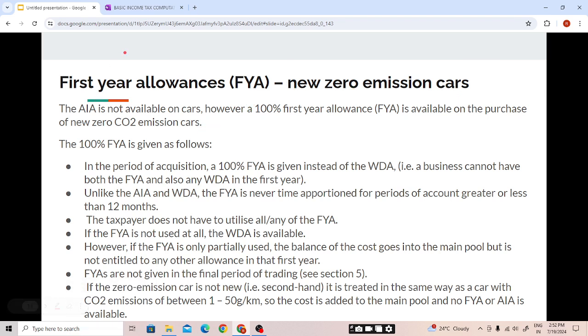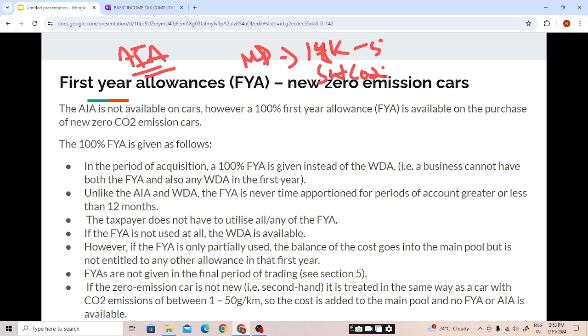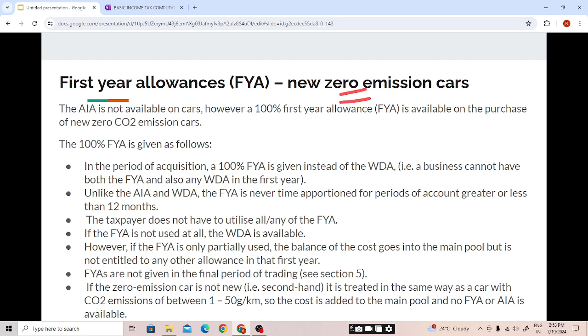So students, we have seen that the AIA, the annual investment allowance, will not be available. It will be directly written in the pool. Under the main pool, we have 1 gram per kilometer to 50 gram and second hand cars of zero CO2 emission. But if we purchase a new zero CO2 emission car, it will qualify for first year allowance, that is 100% of the value of the car. The 100% FIA is given as follows. In the period of acquisition, a 100% FIA is given instead of WDA.